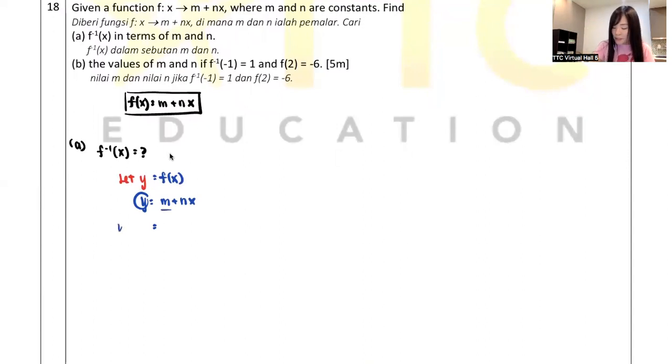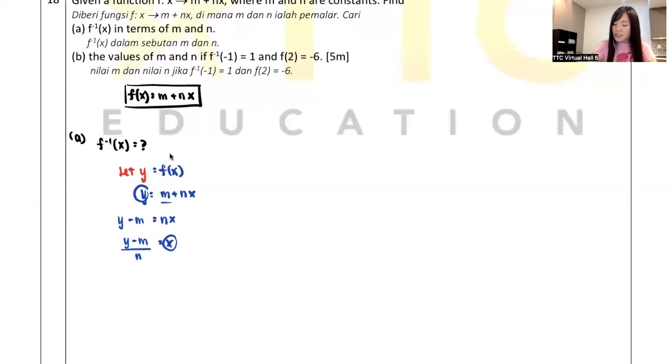So I move the m first. Plus m, move it over, minus m. Then next, I move the n. So look carefully, this one times n, move it over, divide by n. Yay, done, my dear. I start from single y, I end with single x. And guys, bear in mind, the single y represents f(x). Then in return, the single x will represent f inverse x.